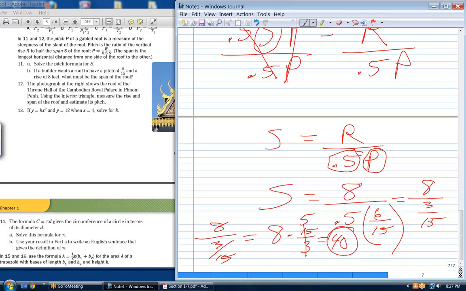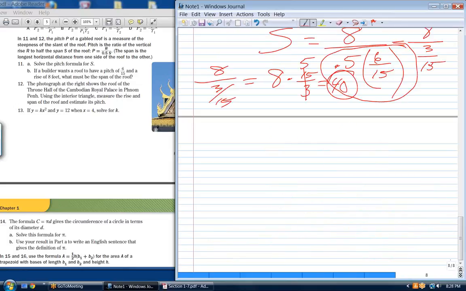Now, did you see how I got 3/15 out of 0.5 times 6/15? I multiplied the numerators. 0.5 times 6 is 3. Okay, so we need to do 12 next?